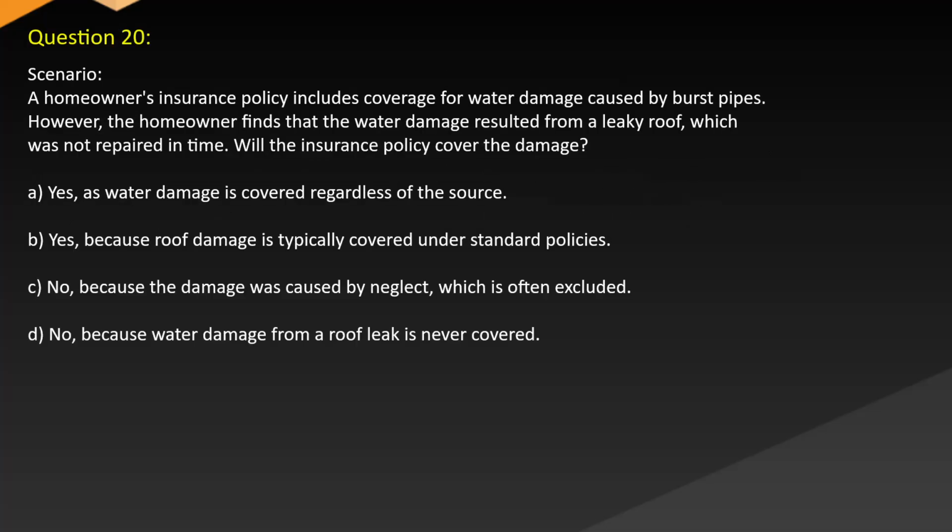Question 20. Scenario: A homeowner's insurance policy includes coverage for water damage caused by burst pipes. However, the homeowner finds that the water damage resulted from a leaky roof which was not repaired in time. Will the insurance policy cover the damage? A. Yes, as water damage is covered regardless of the source. B. Yes, because roof damage is typically covered under standard policies. C. No, because the damage was caused by neglect, which is often excluded. D. No, because water damage from a roof leak is never covered.